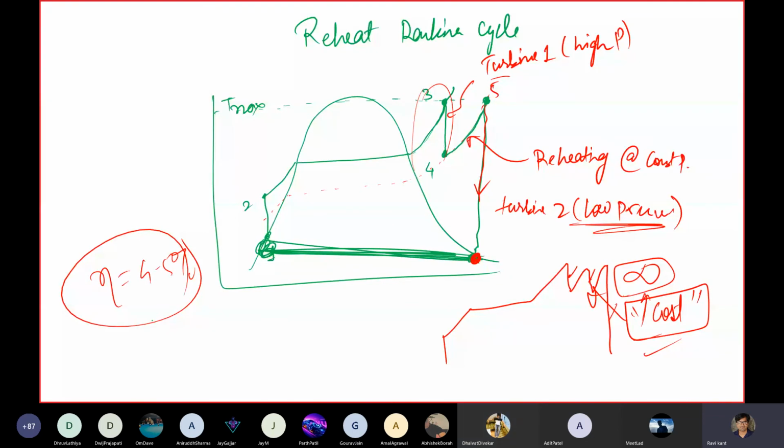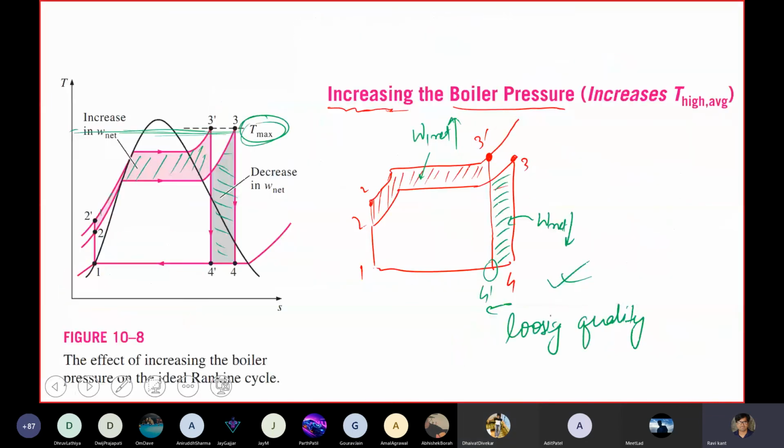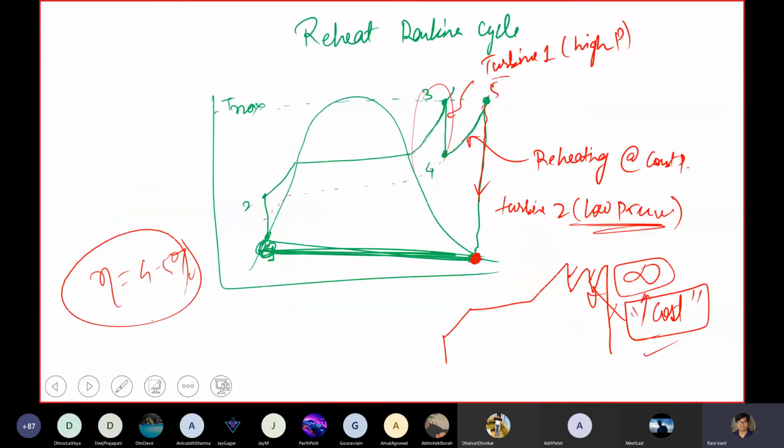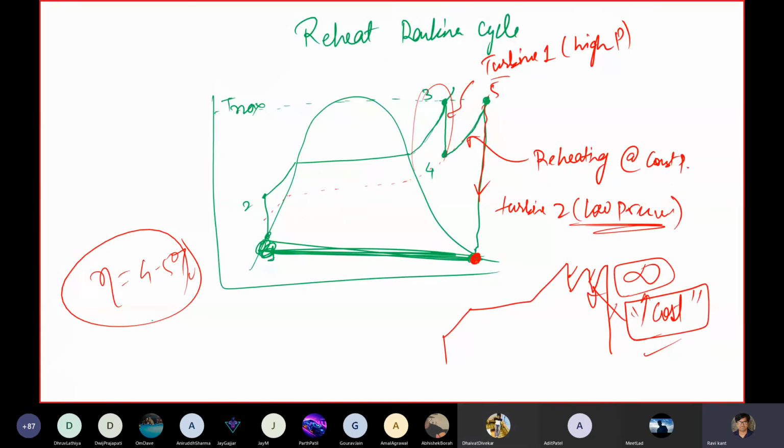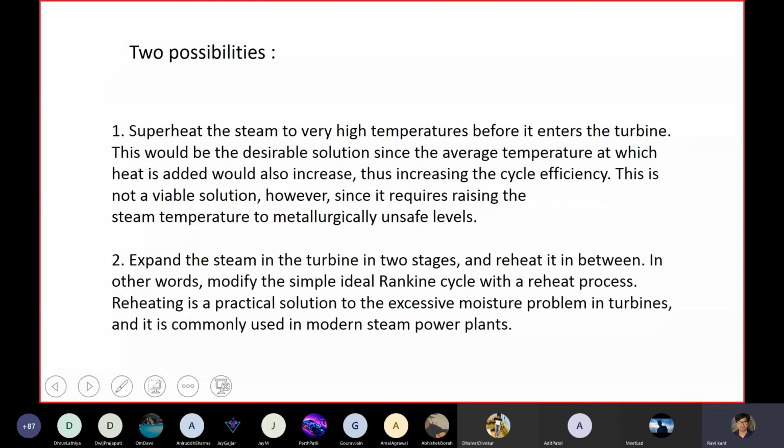So without taking the disadvantages of what is happening here, we can actually reheat and get the maximum out of it. So how can we take the advantage of the higher boiler pressure and face the problem? We are coming back to the same place. So we have high quality steam also here, and we are also subjecting it to the maximum temperature. So all the shortcomings have been overcome here by reheating.